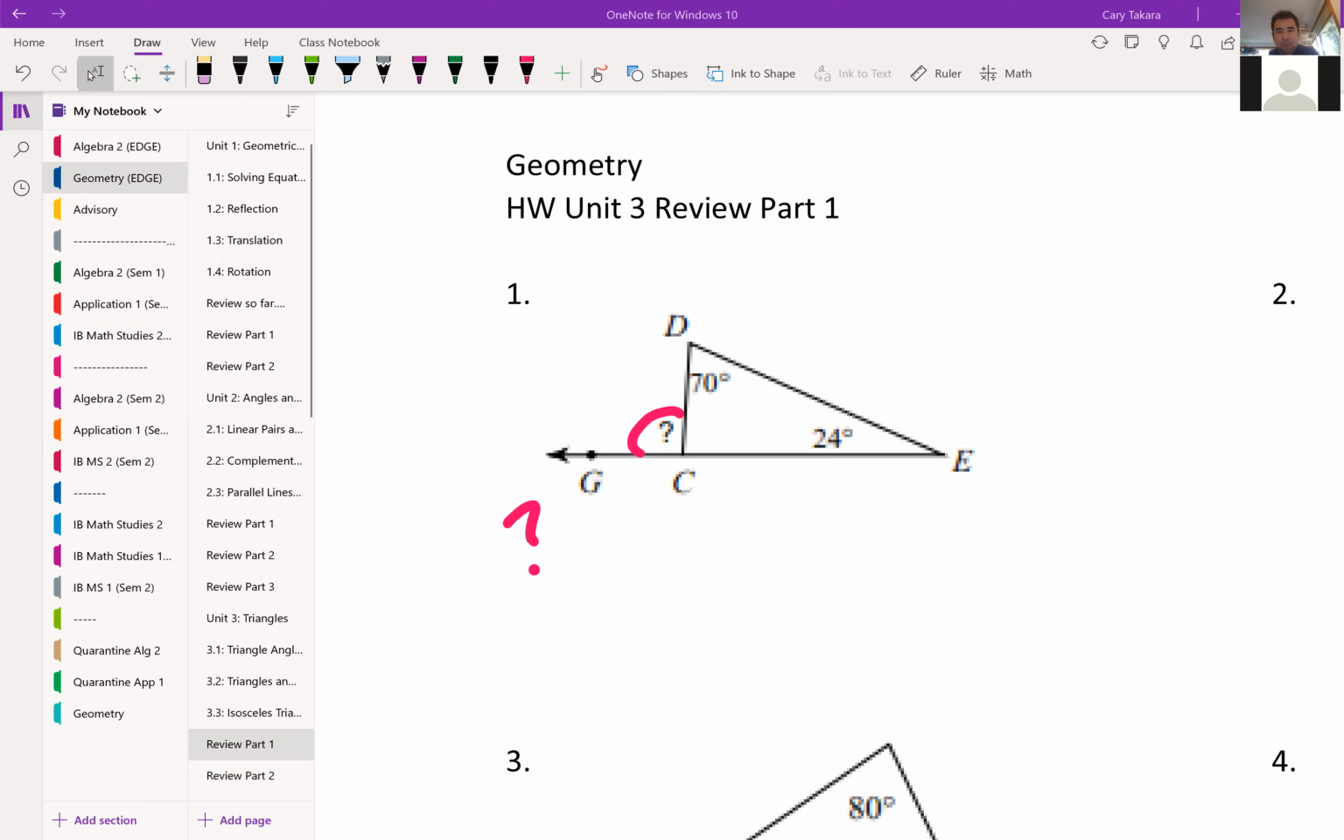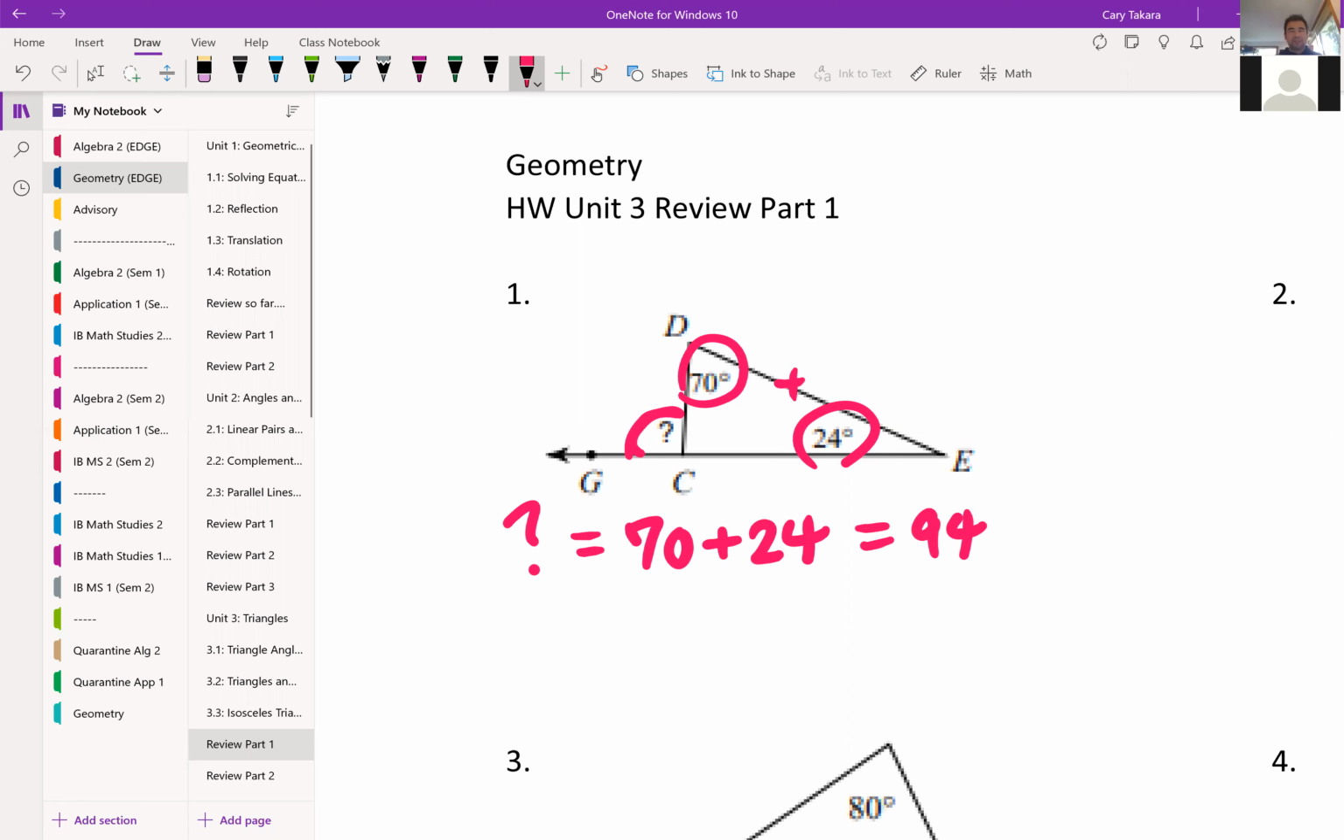Okay, so number one. The exterior angle theorem says this exterior angle is equal to this plus that, and that's it. So it is 70 plus 24, which is 94. So that's it, you're done for number one.